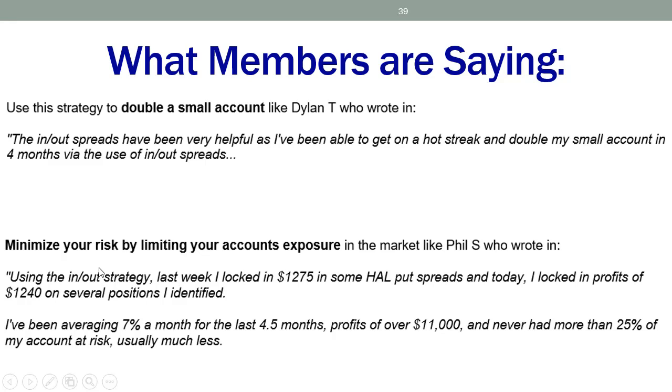Or minimize your risk by limiting your account's exposure in the market, like Phil S., who wrote in, using the in-out strategy last week, I locked in $1,275 in some HAL put spreads. That's Halliburton put spreads. And today, I locked in profits of $1,240 on several positions I identified. I've been averaging 7% a month for the last 4.5 months, profits of over $11,000, and I've never had more than 25% of my account at risk, usually much less.